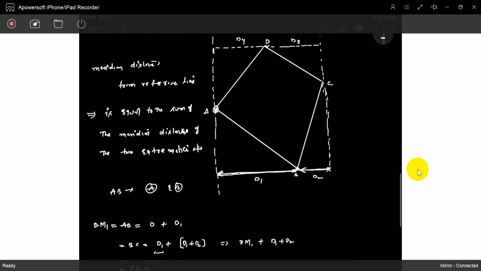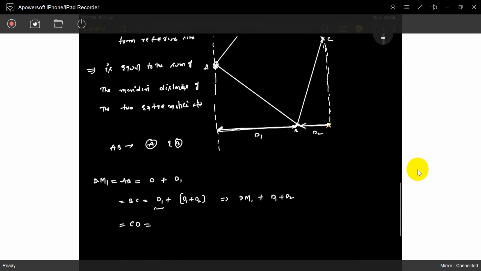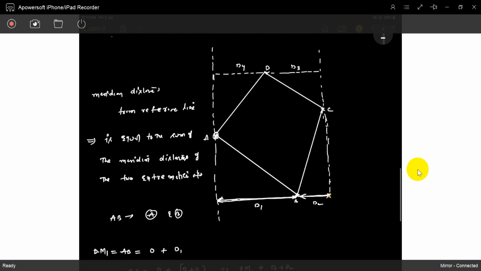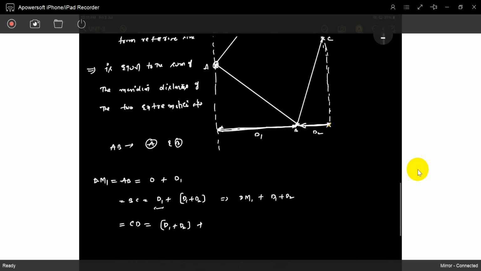So how can I write it? C, we already know it. C has D1 plus D2. For D, it is D1 plus D2 minus D3. Are you understood? Minus D3. Same thing. D1 plus D2 minus D3.